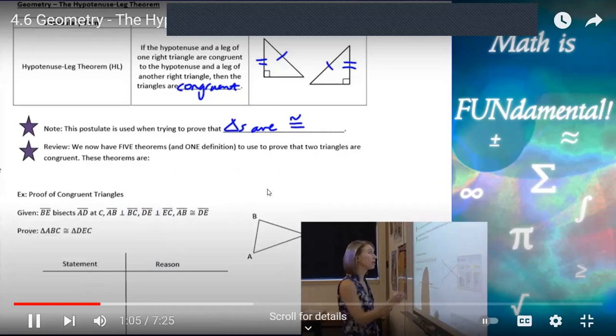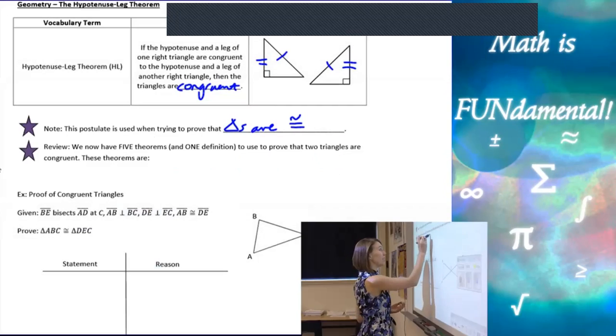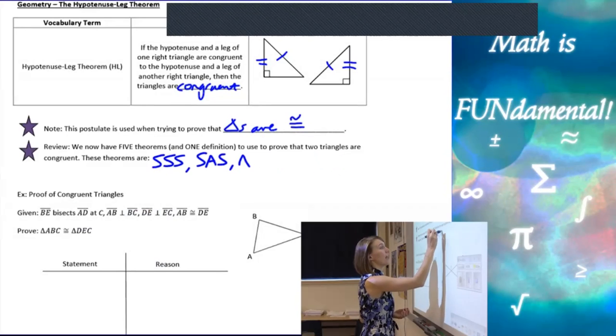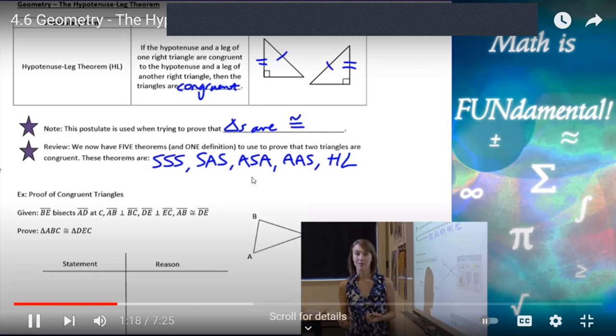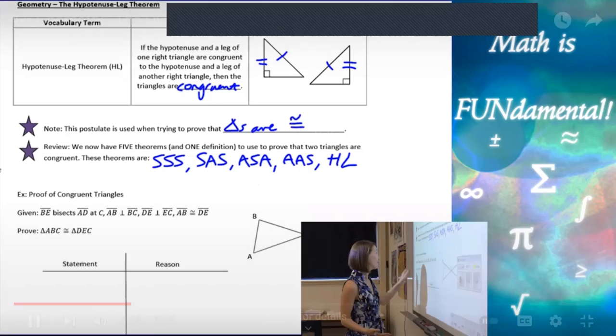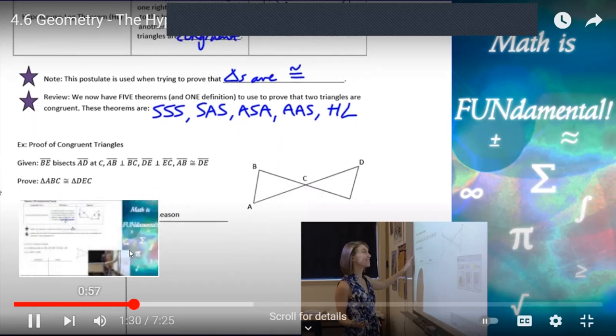So a review here from our previous lesson videos. We have side-side-side, side-angle-side, angle-side-angle, angle-angle-side, and now the hypotenuse leg theorem. So we have 5 of these, and that's it. We're not learning any more for congruent triangles, just these 5. And then, of course, the definition of congruent triangles, which is a little bit more work for us.